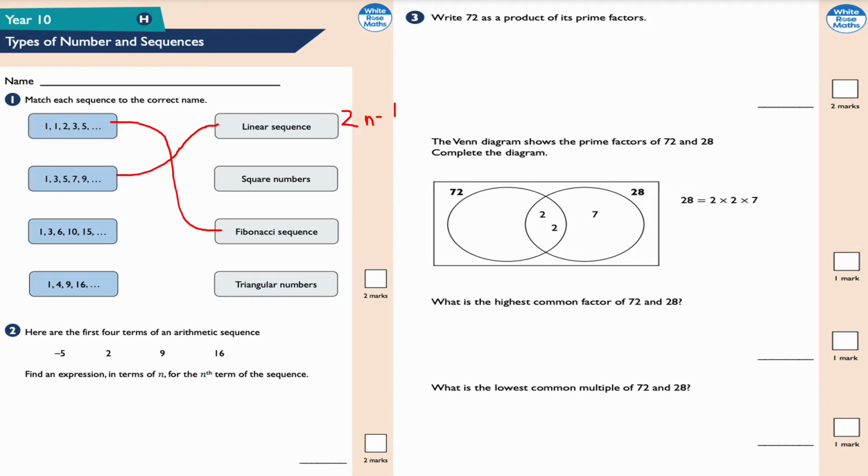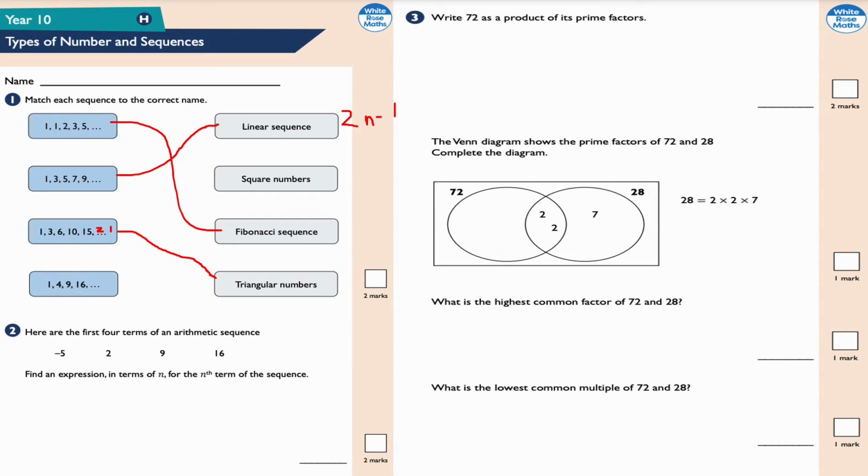The next one, 1, 3, 6, 10, 15. Well, I'm adding 2, then I'm adding 3, then I'm adding 4, then I'm adding 5, then I'm going to add 6, and the next one will be 21. This is what I call a sequence of triangular numbers, so I can make a triangle out of those numbers.